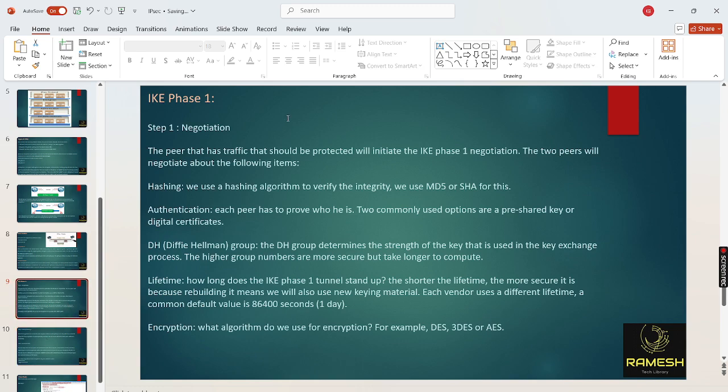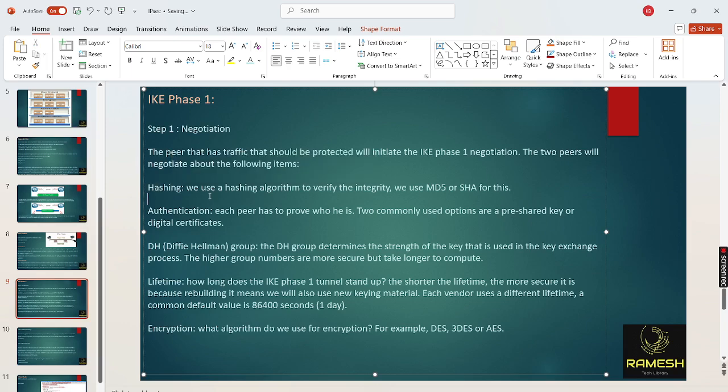This is phase 1, where I mentioned certain parameters will be negotiated between the sender and receiver. What are those parameters? The first one is hashing, where we hash the data to achieve integrity.